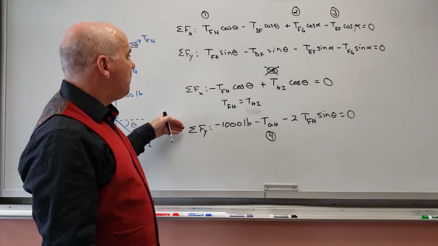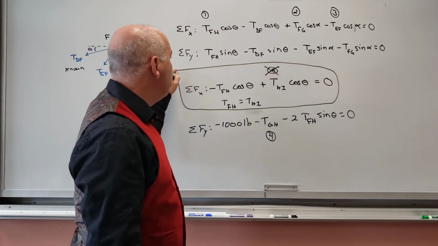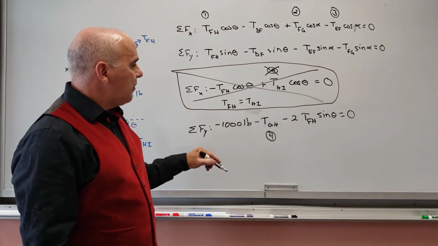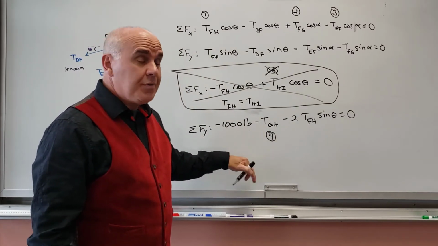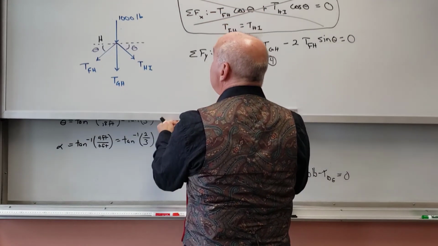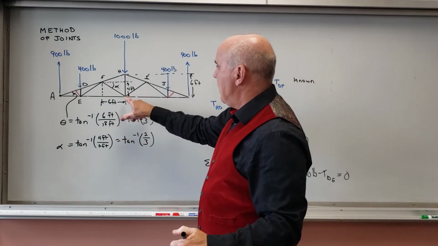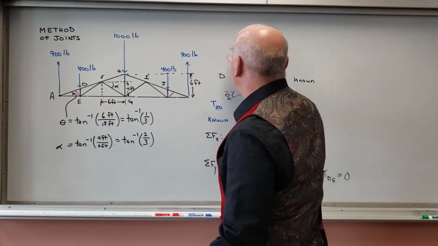So I have 1, 2, 3 equations. This equation really isn't of much value right here, so I'm just going to cross that out. So I have 3 equations, but 4 unknowns, so I need to keep going. All right, so where am I going to go? I'm going to move down to the bottom here and over to the bottom over here. So I've got those 2 locations.